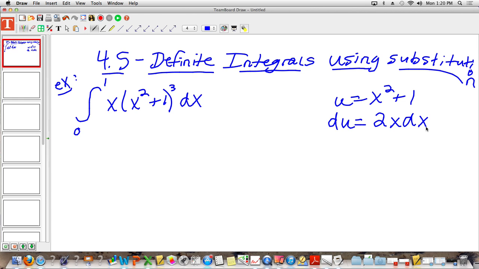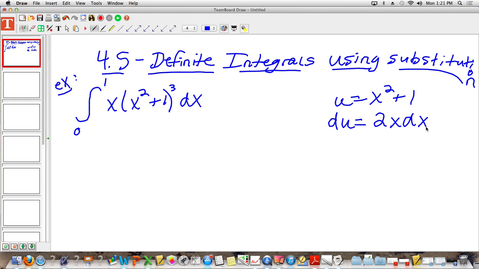So, I want to tell you something right now. You could go through this like normal, and then take these values, 0 and 1, plug them into your integral, subtract your answers, and you're done. That's going to be your area underneath this curve. But I'm going to make it a little bit easier for you and show you a little trick.